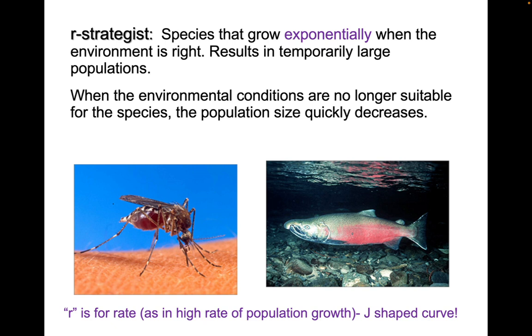Or perhaps you think of fruit flies. If you leave a lot of fruit around your house, you'll have an exponentially growing population of fruit flies. But if you take that all away, they no longer have a suitable environment.